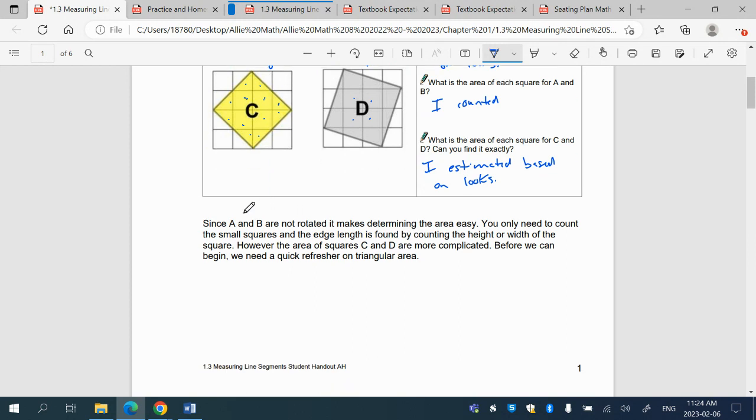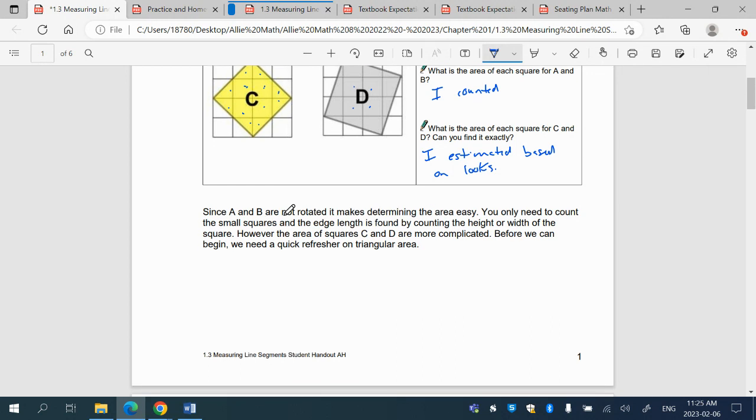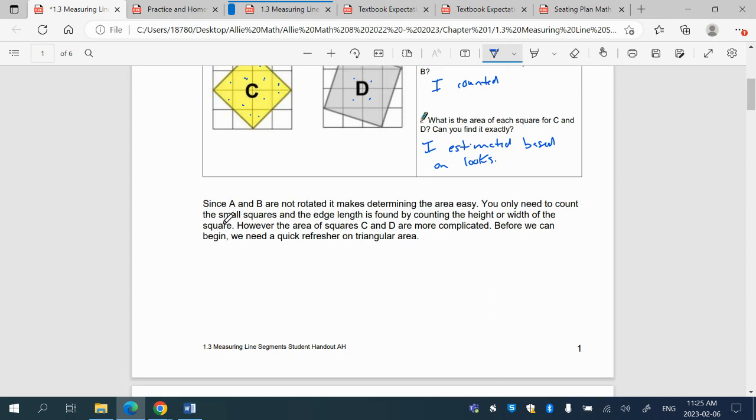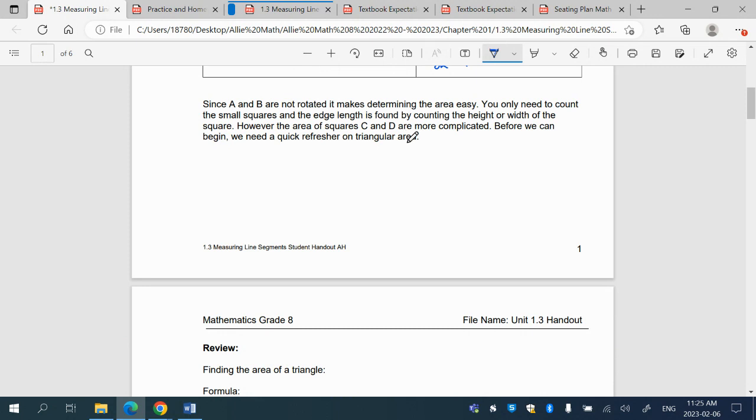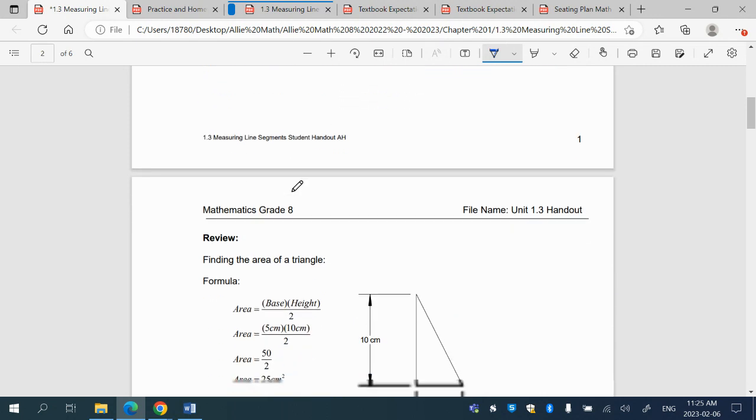Okay, since A and B are not rotated, it makes determining the area easy. You only need to count the small squares, and the edge length is found by counting the length or width of the square. However, the areas of squares C and D are more complicated. Before we can begin, we need a quick refresher on triangular area, or the area of a triangle, so how much space a triangle takes up.